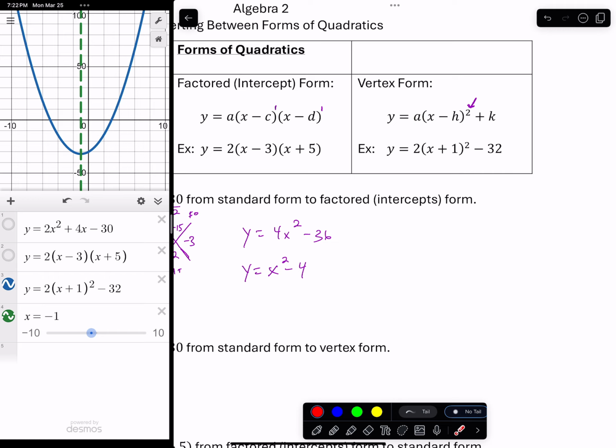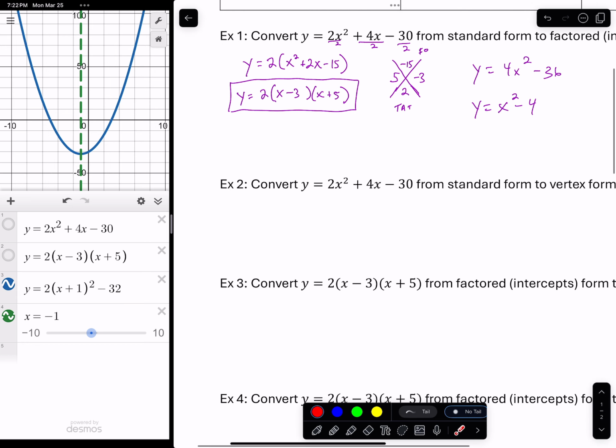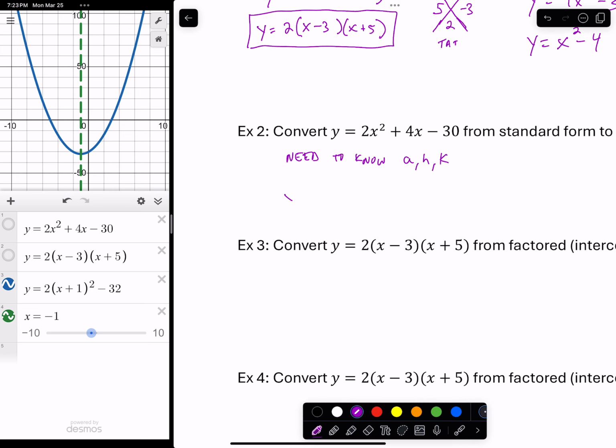We need the A, we need the H, and we need the K. We need these three things, all right? So I'm going to say in here, we need to find or need to know A, H, and K. And maybe it's a good idea to write out the form that we're trying to write. So it's A times the quantity X minus H squared plus K. So we need to fill in the A, the H, and the K.